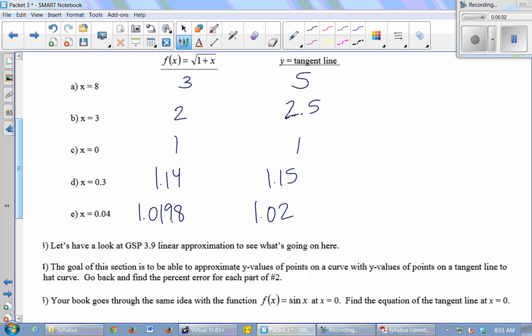Yeah, the function value is always less than the tangent line value. That's a good observation.